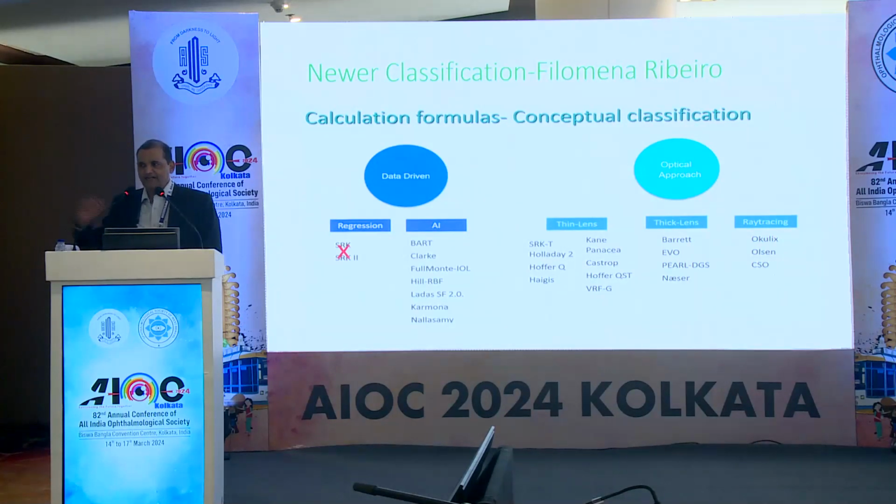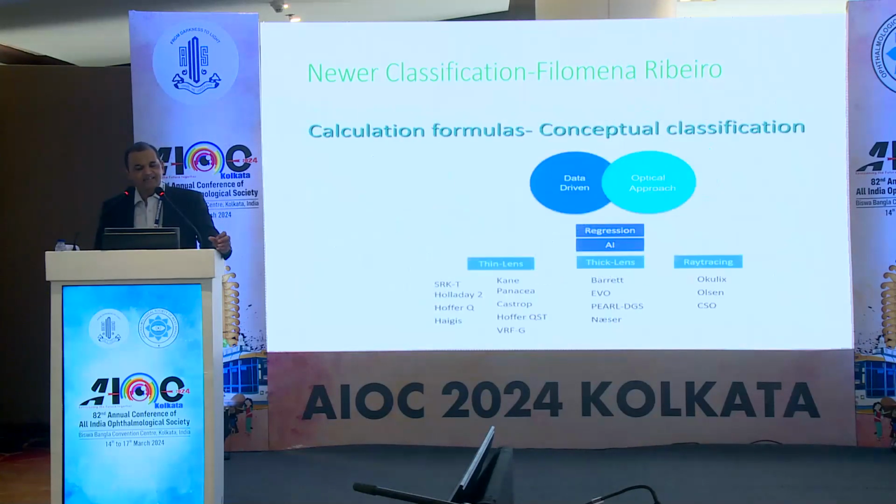And considering the ray tracing optics, it can be Okulix or Olsen or CSO. So this is the way it has been classified, but it cannot be classified in that way also because there is intermingling. So actually the classification would be like this: the thin lens, thick lens and ray tracing, either with regression incorporation or the AI incorporation. In that way we have to classify. But even so, it is not classified very properly.